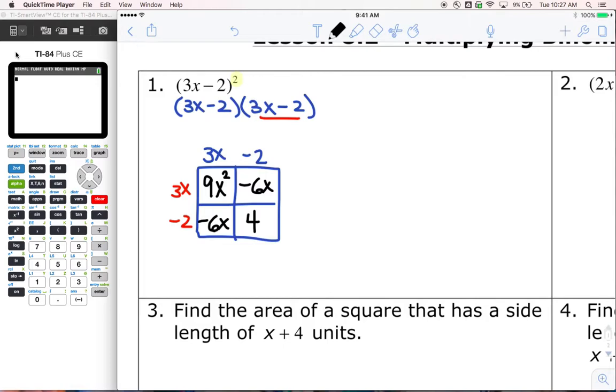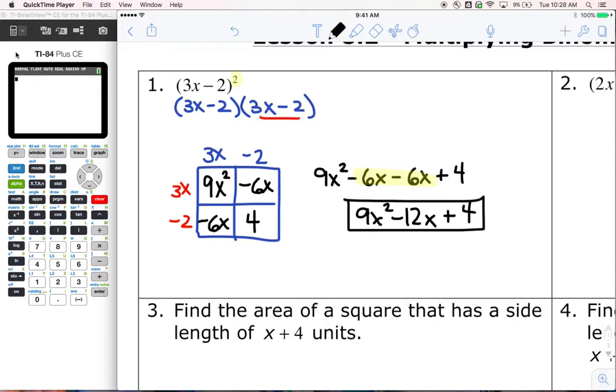All right, once you've got these terms, we can just write them out. 9x squared minus 6x minus 6x with a positive 4. Combine your like terms in the center. And we've got 9x squared, negative 6 minus 6 is negative 12x, and then positive 4. All right, so really the only thing to take away from this problem is what to do when you have a binomial written like this with this squared term on the end of it.